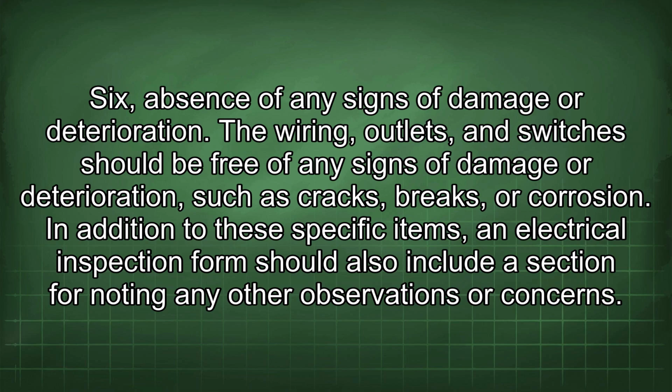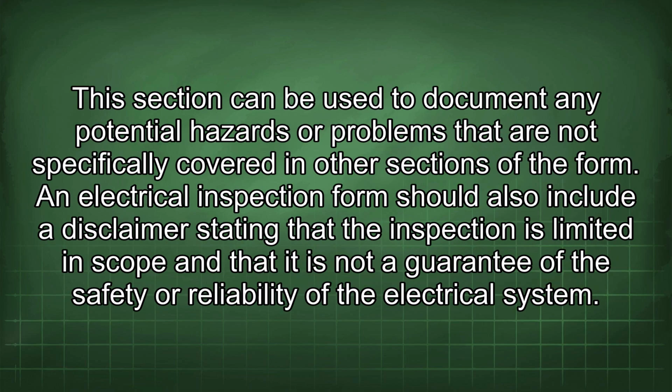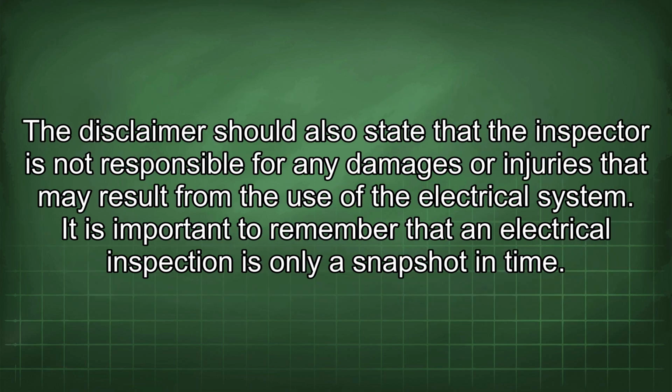corrosion. In addition to these specific items, an electrical inspection form should also include a section for noting any other observations or concerns. This section can be used to document any potential hazards or problems that are not specifically covered in other sections of the form. An electrical inspection form should also include a disclaimer stating that the inspection is limited in scope and that it is not a guarantee of the safety or reliability of the electrical system. The disclaimer should also state that the inspector is not responsible for any damages or injuries that may result from the use of the electrical system.